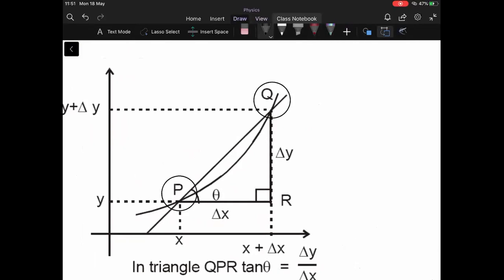So you assume that this is x and this is x plus delta x. That means the difference of these two coordinates in the x direction is delta x. Similarly, in the y direction it is delta y. So you are finding the slope theta, which is the average between these two locations.